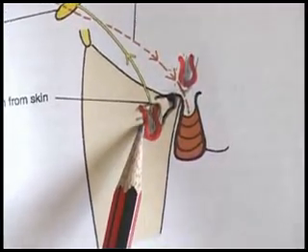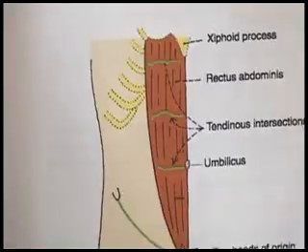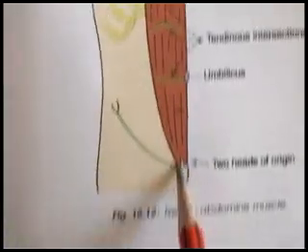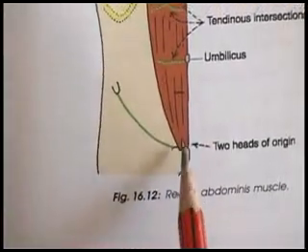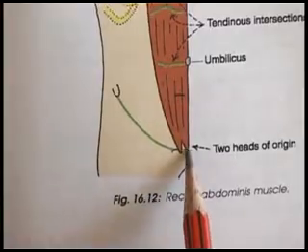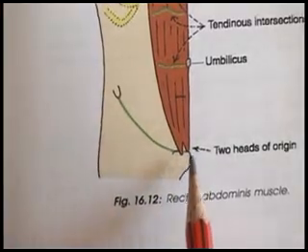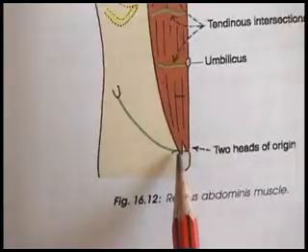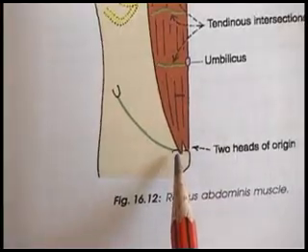From the pubic crest is the origin of rectus abdominis. Medial side is the origin of the medial head of rectus abdominis, and lateral side is the origin of the lateral head of rectus abdominis.